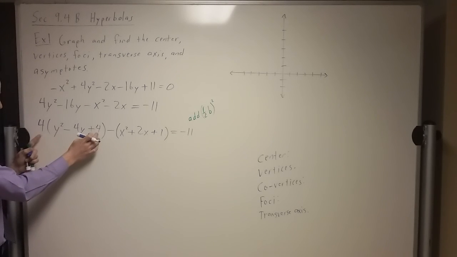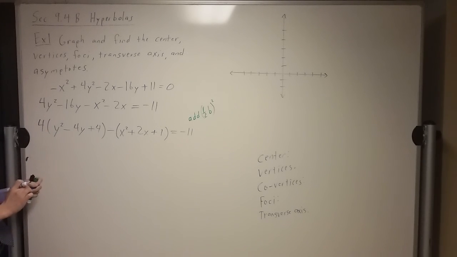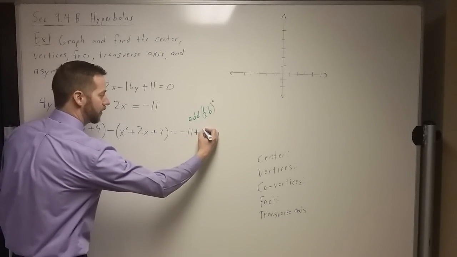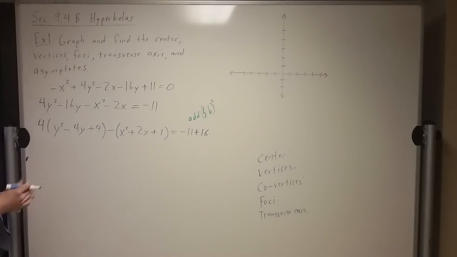We've got a 4 here, but we've got this 4 factored out front. So when I put a plus 4, I actually added 4 times the 4 out here. So putting that plus 4 on this side added 16 to that side, which means I've got to add 16 to the other side to keep it equivalent.